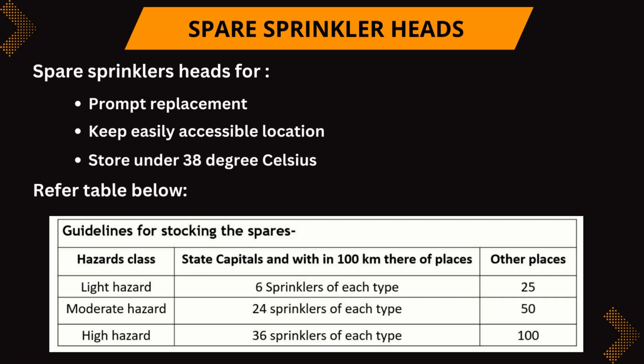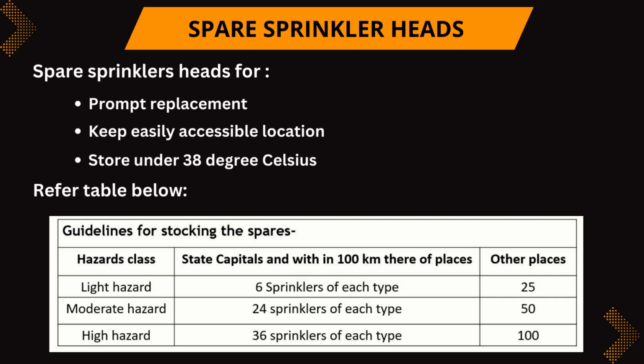If the hazard class is moderate, then we have to keep 24 sprinklers of each type if the plant is situated in state capitals or within 100 km of the state capitals. For other places, we should keep 50 sprinkler heads.